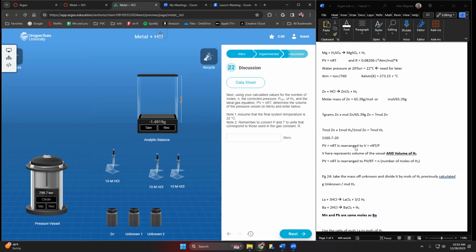So we rearrange this formula to calculate for volume. Volume is equal to the number of moles times the gas constant times the temperature in Kelvin over the pressure in atmospheres. 1140.7. Convert this to atmospheres. And that conversion is right up here. And that will calculate the volume of H2.